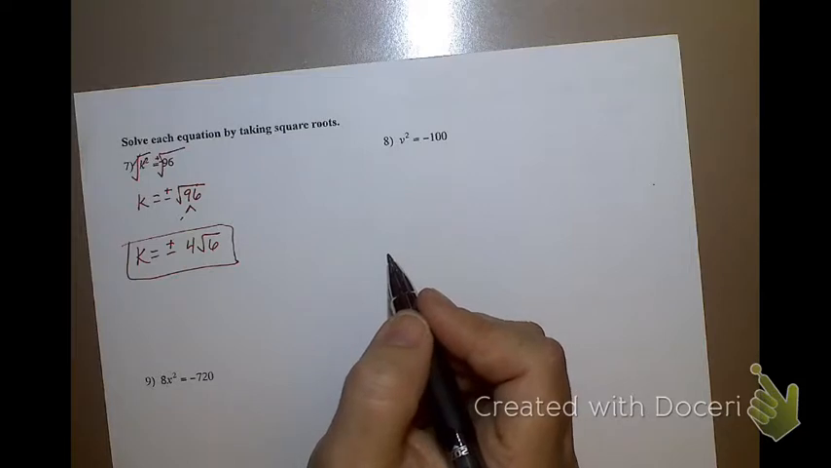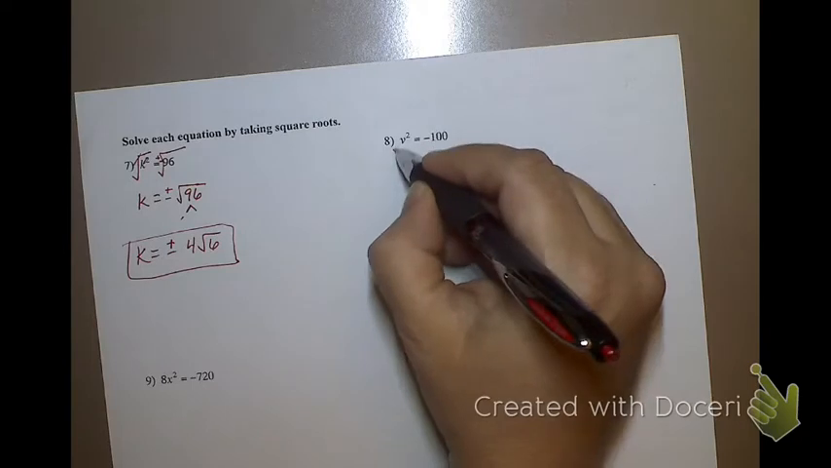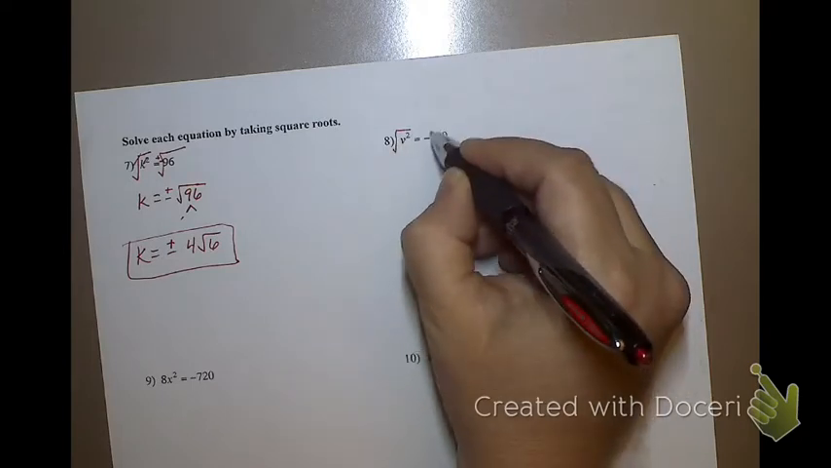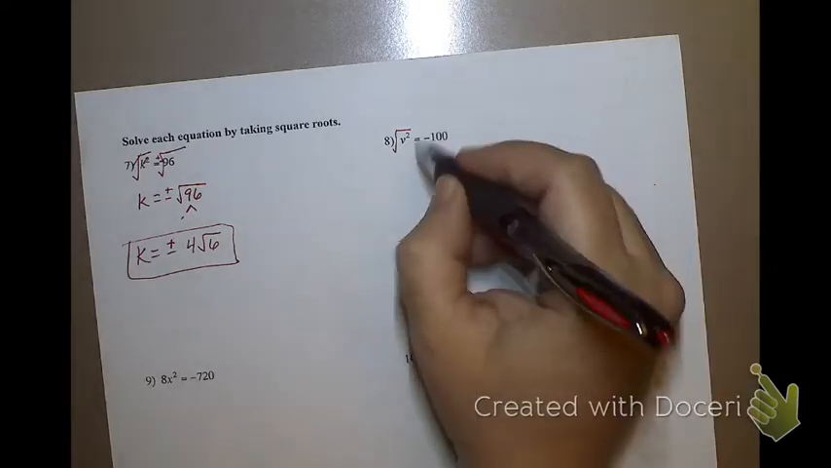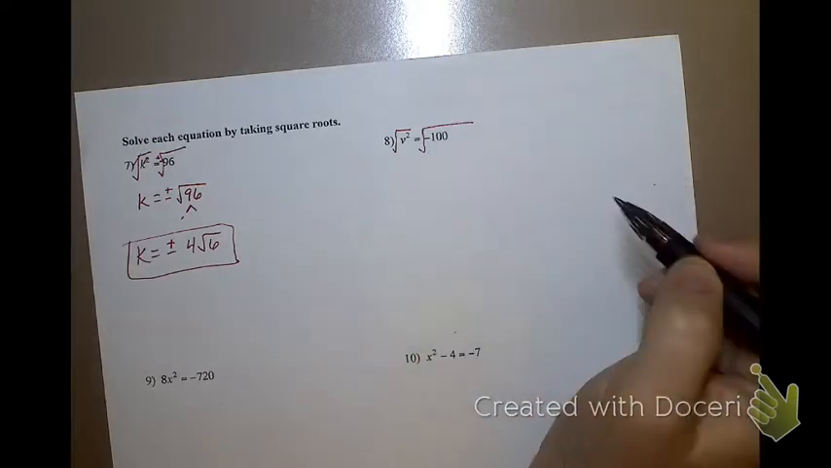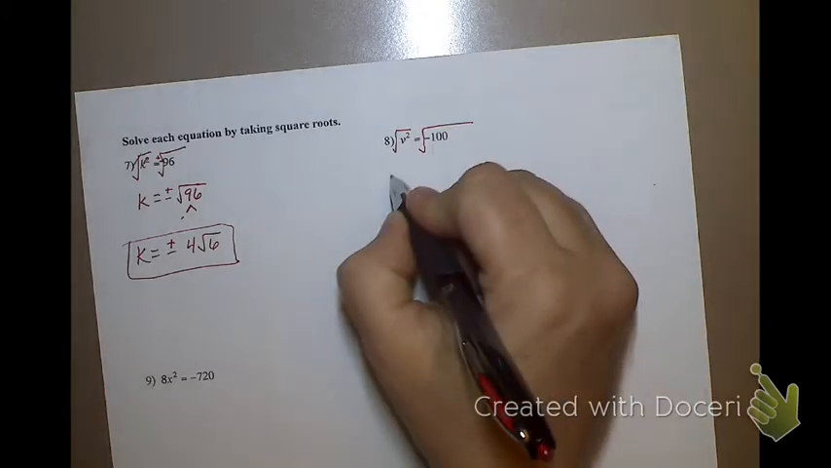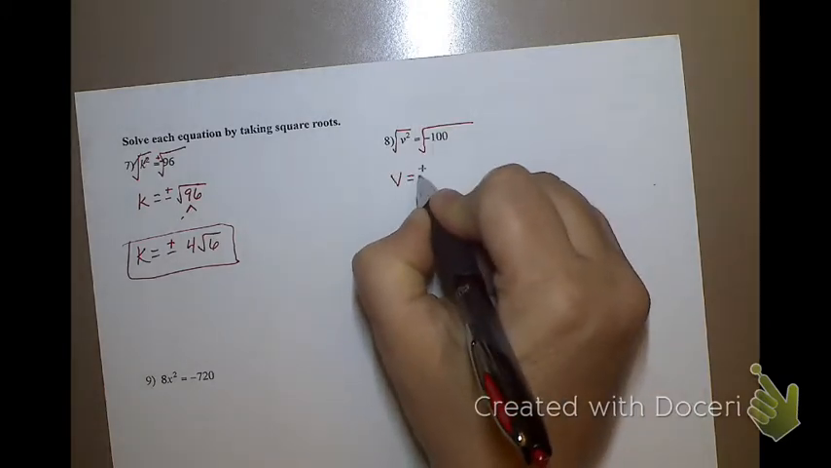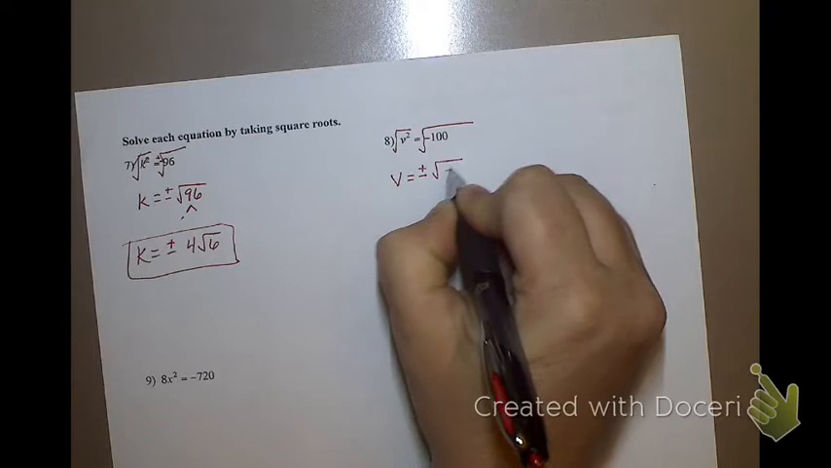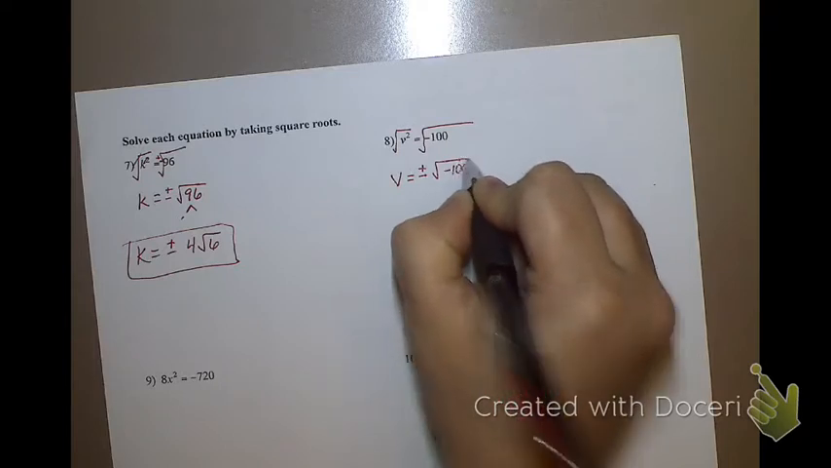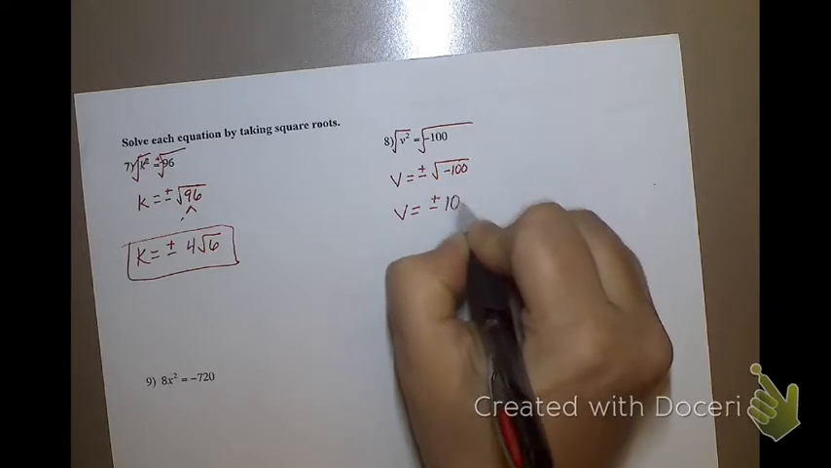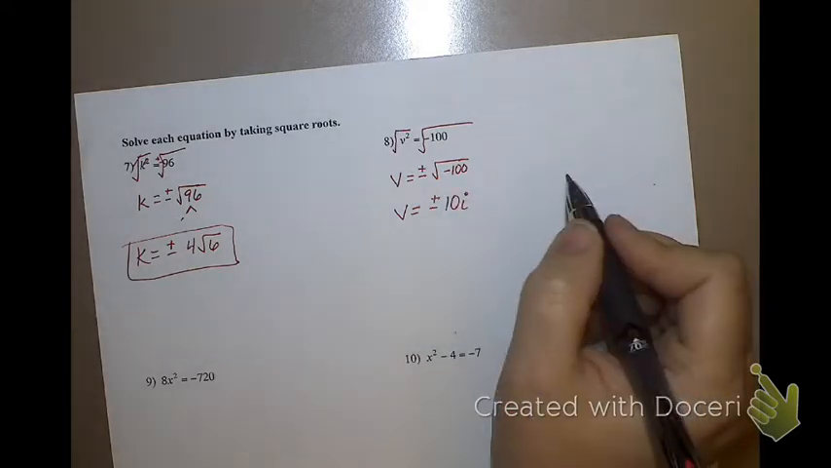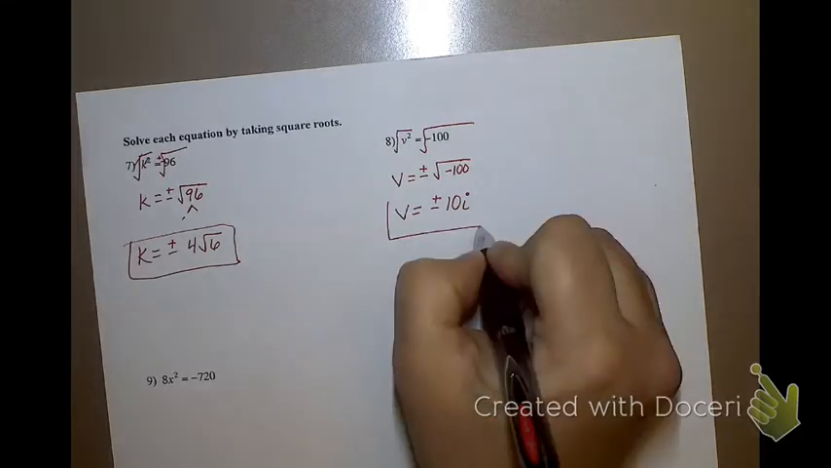Now, what do you notice about number 8? It's a negative. So when I square root, I can't squeeze the square root between the negative and the 100 just because I want to be difficult. I have to take the square root of the negative 100. So I have V equals plus or minus the square root of negative 100. What's the square root of negative 100? 10i. So my answer is plus and minus 10i.